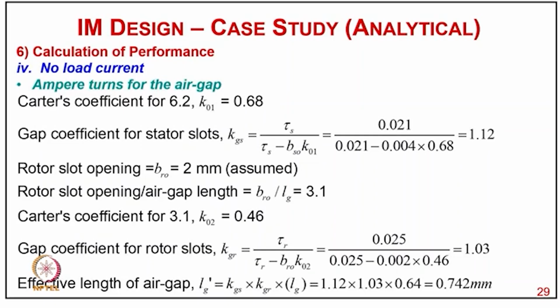And now we have to consider the effect of rotor slot opening for increasing the effective air gap length. It comes BRO equal to 2 millimeter, and rotor slot opening upon air gap comes 3.1. So the Carter coefficient for this factor is KCR equal to 0.46, and we can find out now the gap coefficient for this, KGR equal to tau upon tau minus BRO, putting a value, it comes 1.03. The effective length of air gap now, LG dash equals KGS KGR into LG. So putting all the values, it comes 0.742 millimeter.